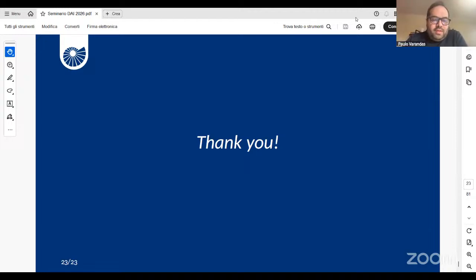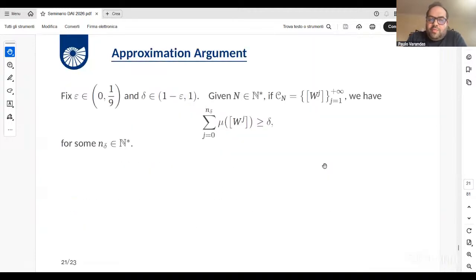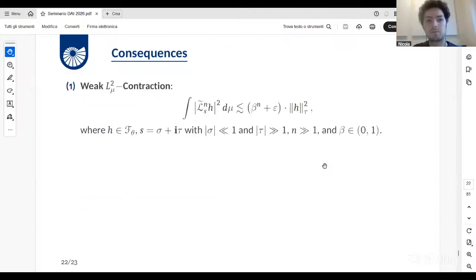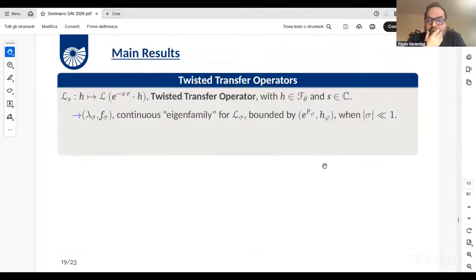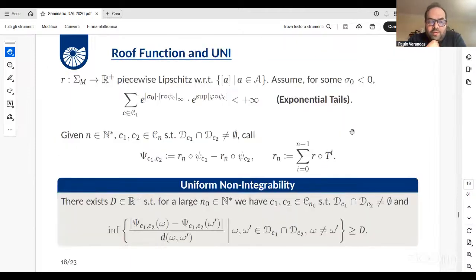So in this second result that you're presenting, the roof function is assumed to satisfy a set of conditions which are similar to, like, UNI, etc. Is this satisfied for generic roof functions, or is that a generic condition on the roof function? Sorry, what do you mean by generic? Like a Baire generic set of roof functions that satisfy this condition?